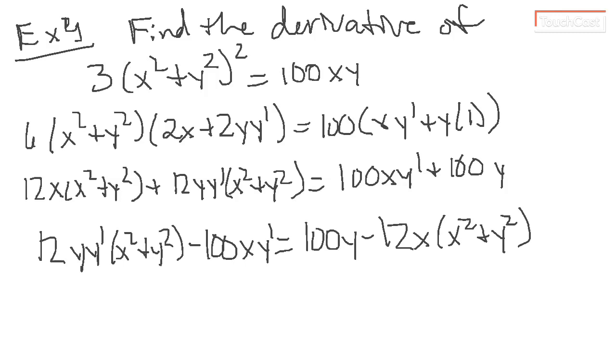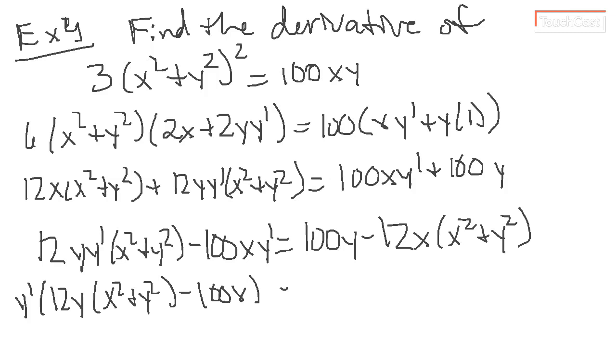Now, on the left side, both terms have a y prime, so I'm going to factor that out. I have y prime times (12y times x squared plus y squared minus 100x) equals 100y minus 12x times x squared plus y squared. Now I need a little space, so I'm going to copy what I have here at the bottom of my work to the top of the page, just so I can make a little more room for myself.